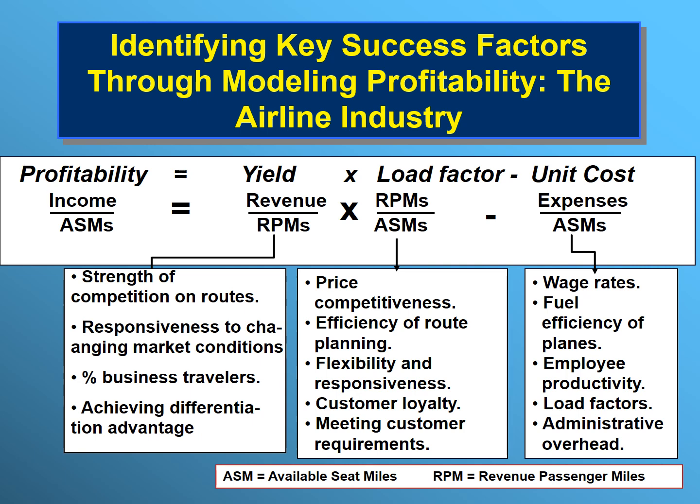Now, identifying key success factors through modeling profitability. In the case of the airline industry, profitability equals yield times load factor minus unit cost. Profitability is income upon ASMs. Yield is revenue upon RPMs, which depends on the strength of competition on routes, responsiveness to changing market conditions, percentage of business travelers, and achieving differentiation advantage.